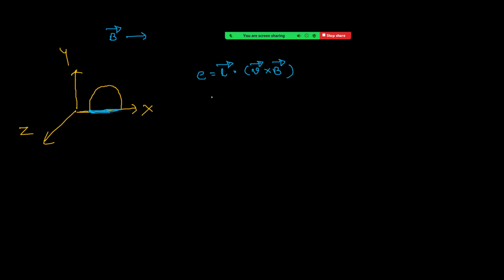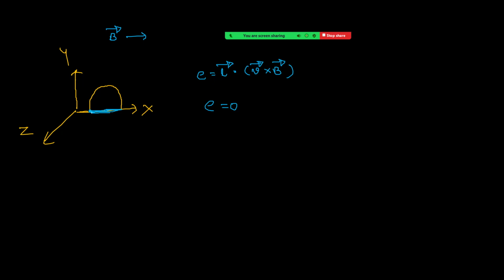That means the options: it moves along x-axis, it moves along y-axis, it moves along z-axis, it remains stationary. Irrespective of velocity direction, this will be 0. That means the answer is options A, B, C, D. I hope you are getting this point, okay?